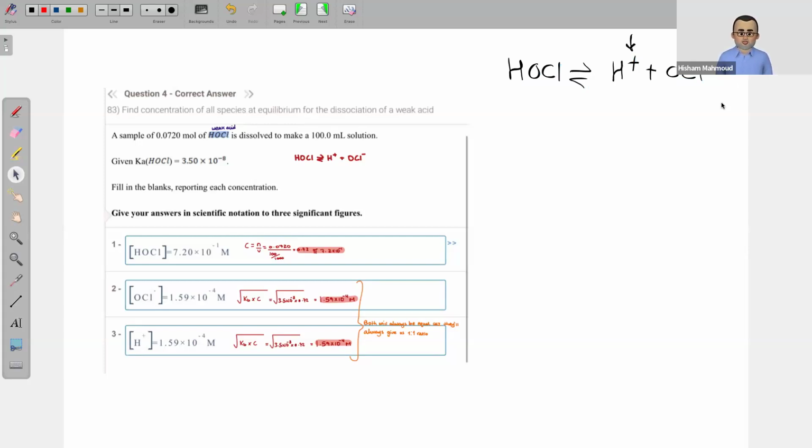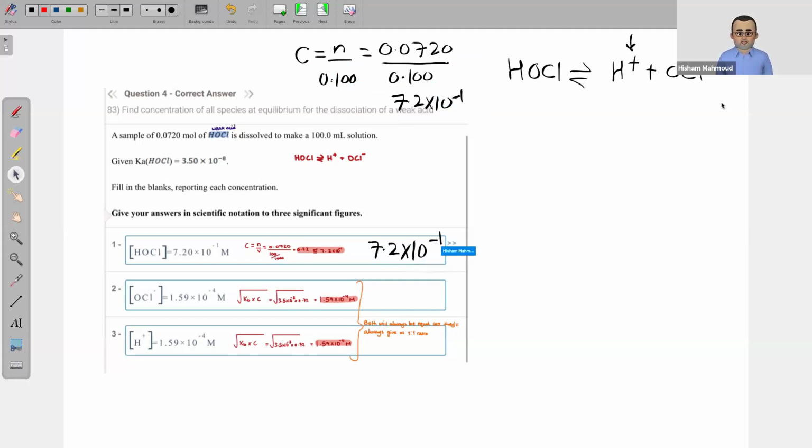To find this one or this one, how do you find it? Just by the concentrations. But initially I don't have the concentrations. I have only the volume and the number of moles. Concentration is equal to the number of moles, which is 0.0720, and the volume is 100 mL, so we must change it into decimeter cube. So 0.0720 divided by 0.100 is equal to 7.2 multiplied 10 to the power of negative 1. This is the concentration of HOCl. This is the first one that we found.